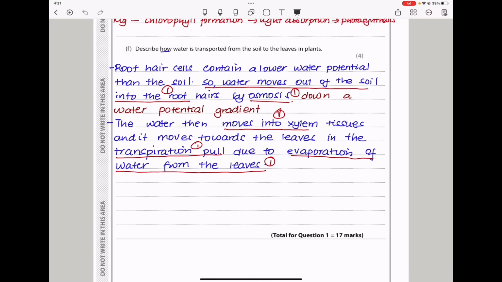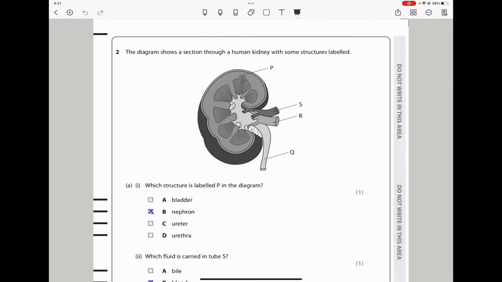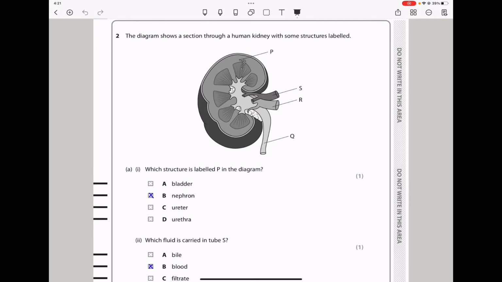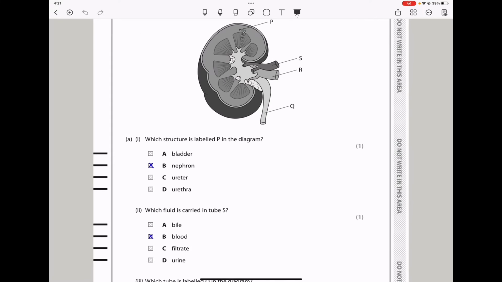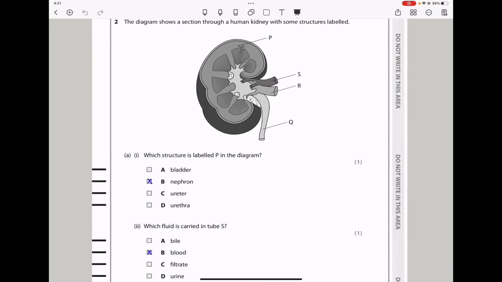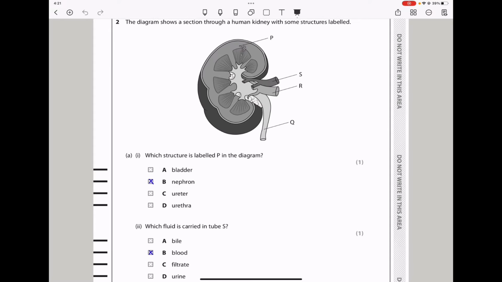So this brings us to the end of question 1. Let's continue to question 2. Question 2, the diagram shows a section through a human kidney with some structures labeled. So they say which structure is labeled P in the diagram. Structure labeled P is going to be the nephron. So here the answer is B.